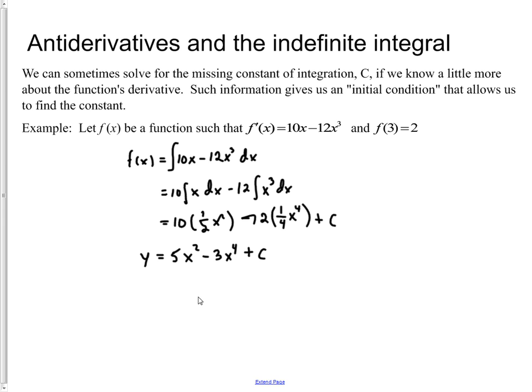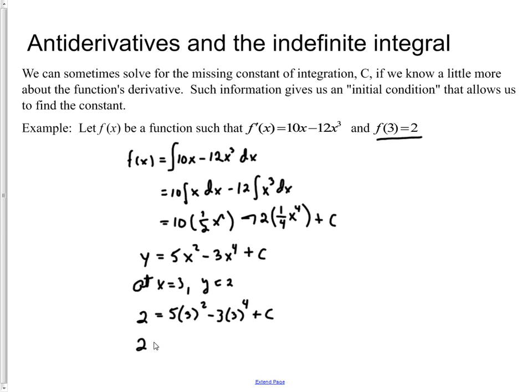All right, so we're going to make a substitution in here, right? We know that when x equals 3, y is equal to 2. We're told that because f of 3 is equal to 2. So, making the proper substitutions, that means we're going to get 2 should be the result of taking 5 times the square of 3 minus 3 times the 4th power of 3 plus our unknown constant.